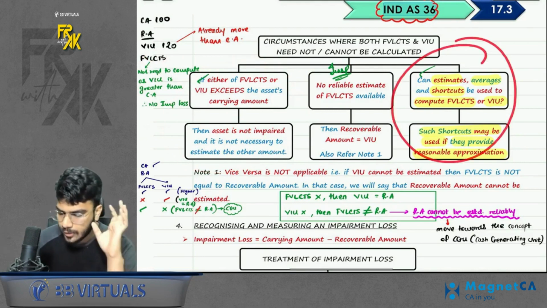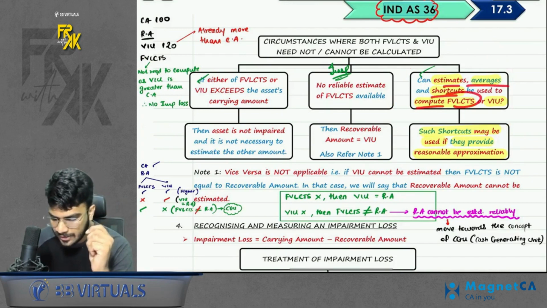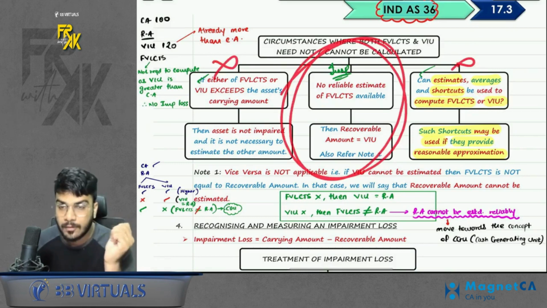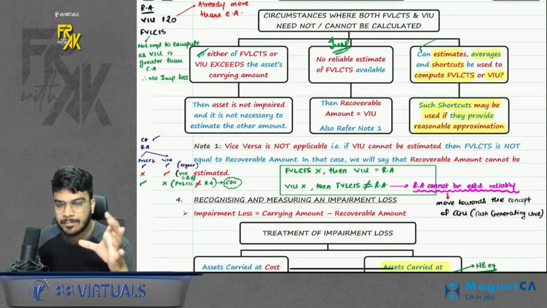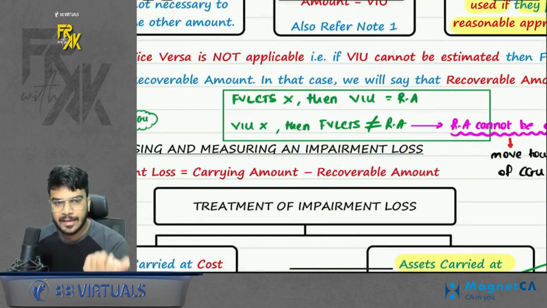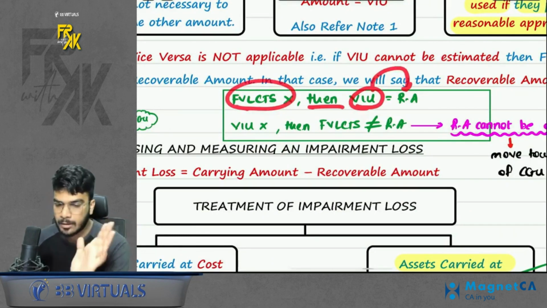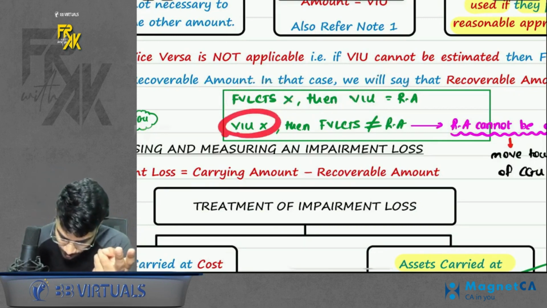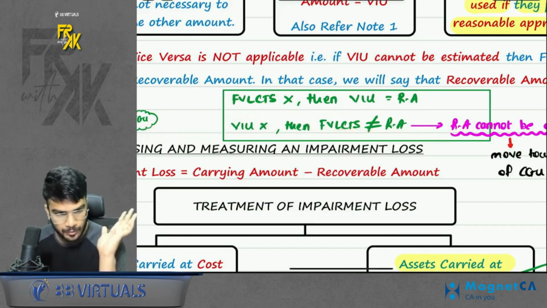There is a third point also which says that can you use estimates, averages, shortcuts to compute FVLCTS or value in use? The answer is yes, you can use them. But out of these three, the important point is the second one. What does it say? No reliable estimate of FVLCTS available. That means sometimes what happens is for any particular asset, you cannot compute the fair value less cost to sell. Then what to do? If FVLCTS is not available, then your value in use will be a recoverable amount. Simple. But vice versa is not applicable. What is the meaning of this? But if value in use cannot be computed, FVLCTS cannot be assumed to be the recoverable amount.